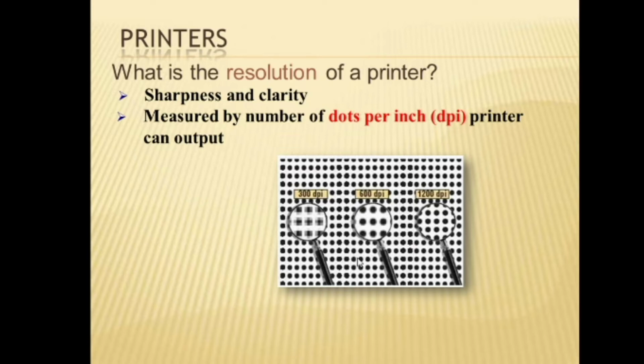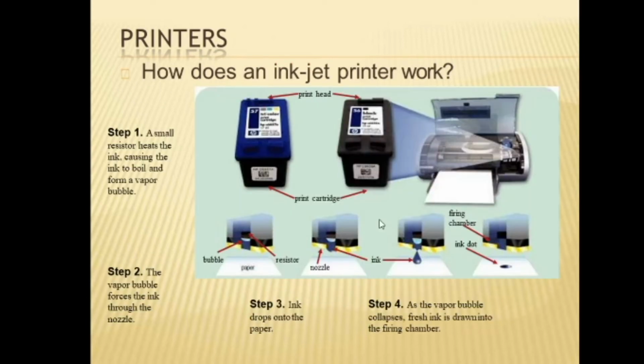So the resolution and the dots per inch (DPI) is given in the following picture. How does an inkjet printer work? Step 1: A small resistor heats the ink, causing the ink to boil and form a vapor bubble.